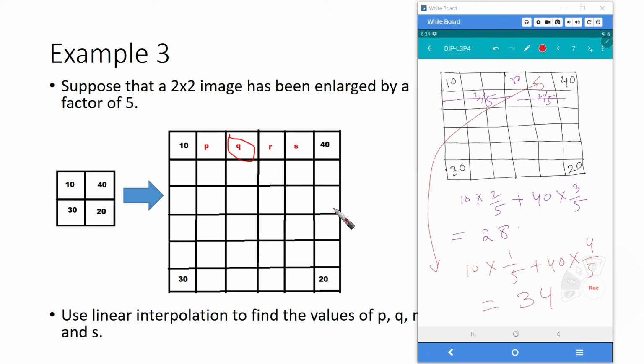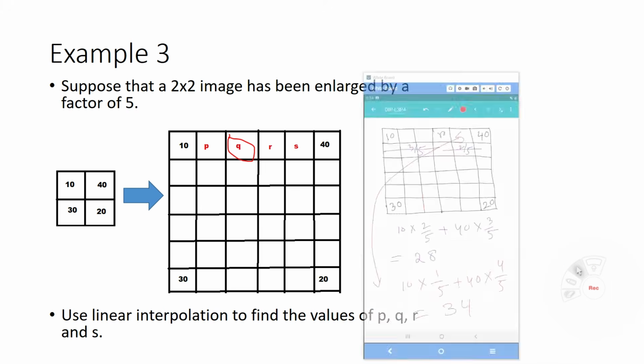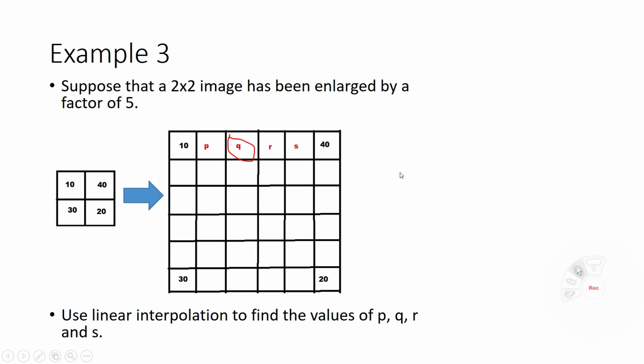So this is it. We just used the same concept of linear interpolation to find the values of the missing pixels, the intermediate pixels. Okay, so now let's go to the next problem.